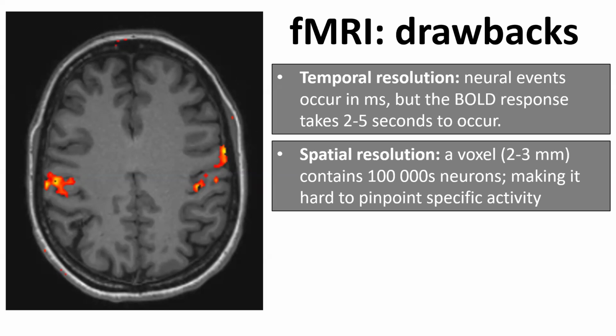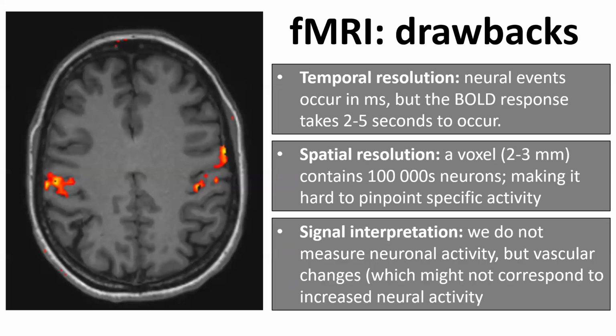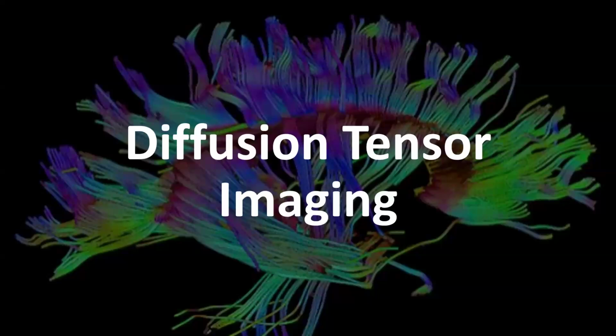Also, the spatial resolution is quite low, because one voxel, the minimal unit of an MRI image, contains about, I don't know, 100,000 neurons, making it hard to pinpoint very specific and limited activity to very small cortical regions. And also keep in mind that what we are visualizing is not neuronal activity. We measure vascular changes, and we assume that these vascular changes reflect changes in neuronal activity, but it is an assumption. Then, finally, let me provide you with a short introduction on diffusion tensor imaging.